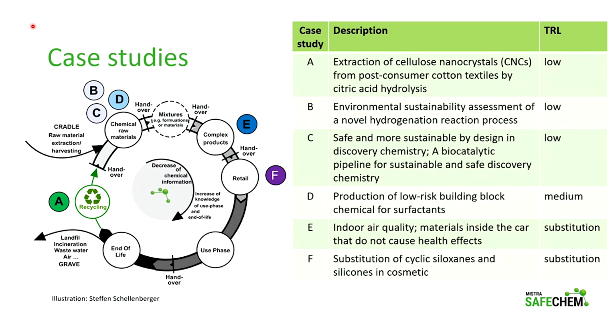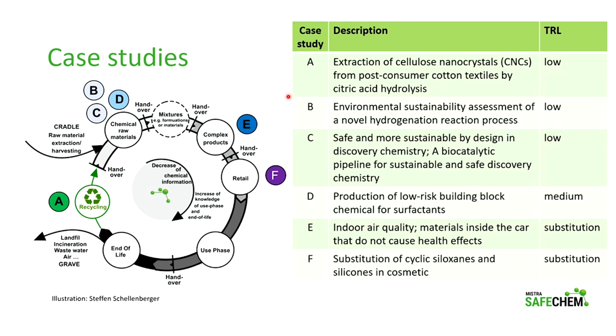Here we present the case studies that we have been working on. Most of them have already been presented this morning. In the figure to the left, we have mapped the different case studies along the life cycle, starting from the raw material extraction, the production, the use phase, and end of life. In case study A, we focus on process optimization for extracting cellulose nanocrystals from post-consumer cotton. This is still at the lab bench, at a low technical readiness level.